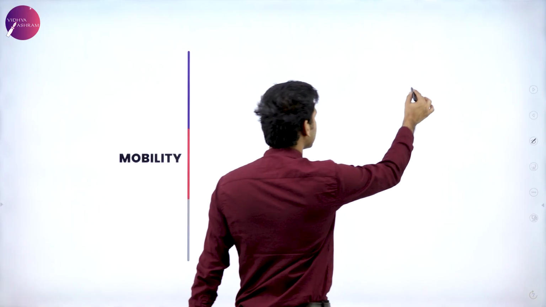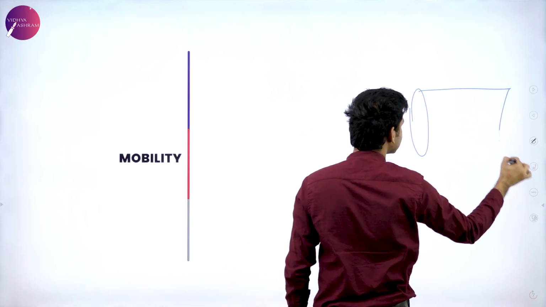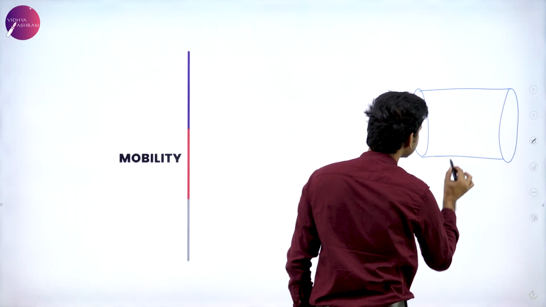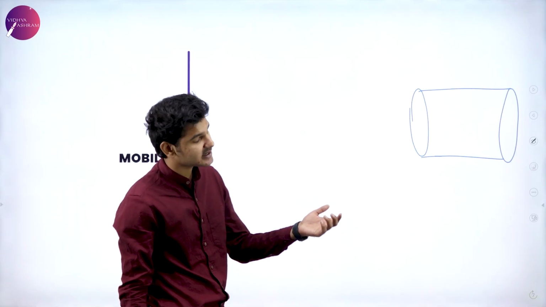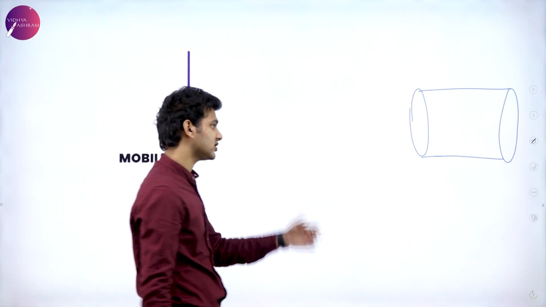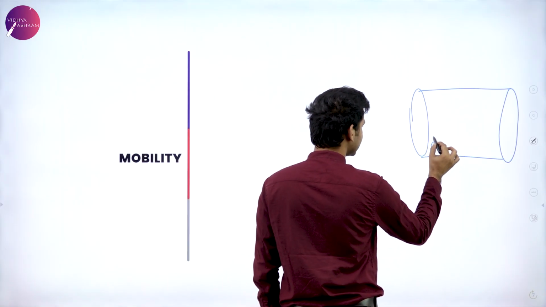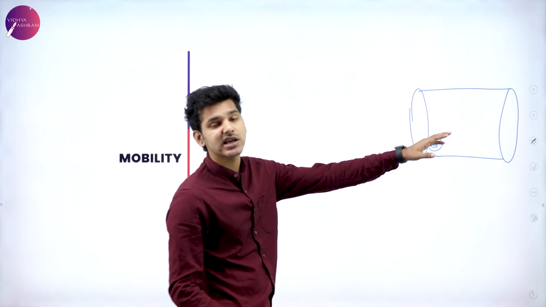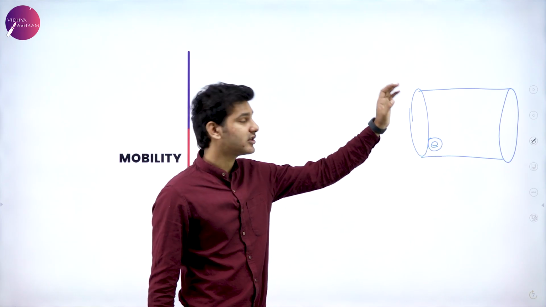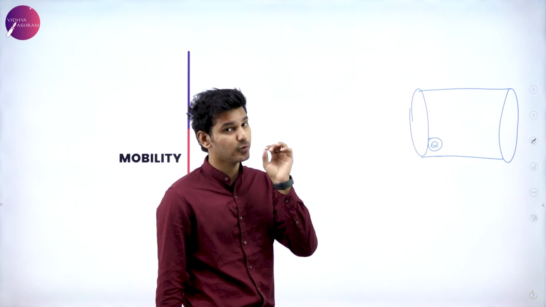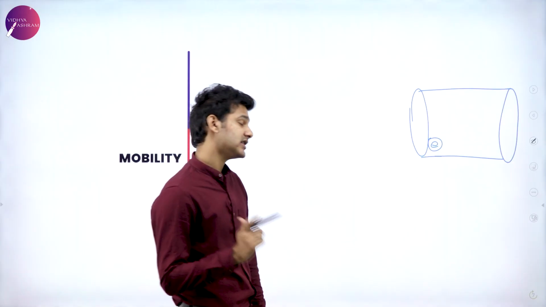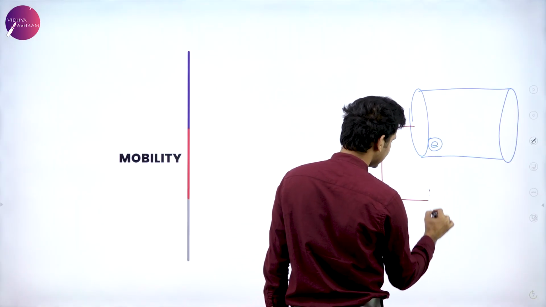And finally, the last topic of this class, that is mobility. Mobility means how easily a charge carrier can move. That is, if I have a conductor, let's say like this, then how easily a charge carrier, for example an electron, a proton, or whatever it is, let's say in this case it is an electron, can move through that particular medium or conductor is known as mobility, given that the electric field is applied.